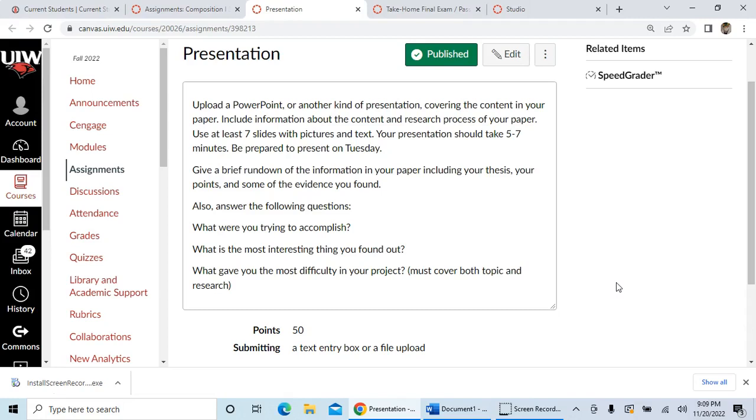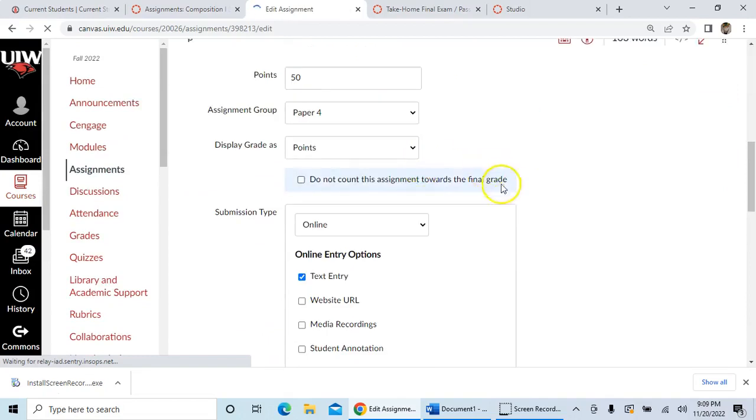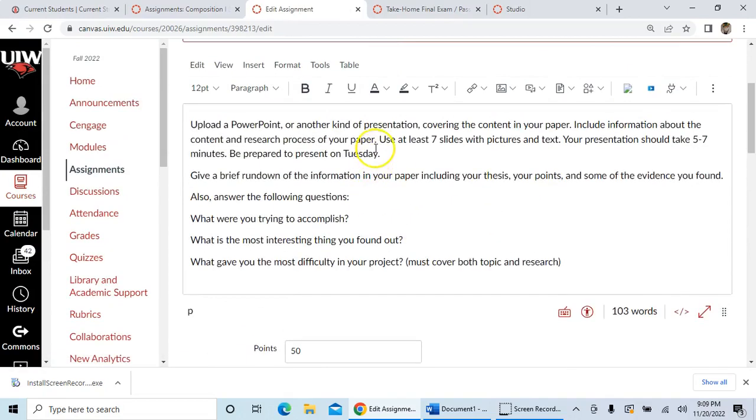Include information about the content of your research paper. Use at least 5 to 7 slides with pictures and text. Your presentations should take 5 to 7 minutes. Be prepared to present on Monday, not Tuesday. Let me change that. Yeah, Monday.